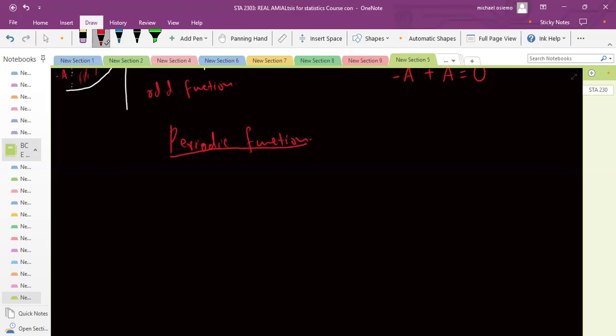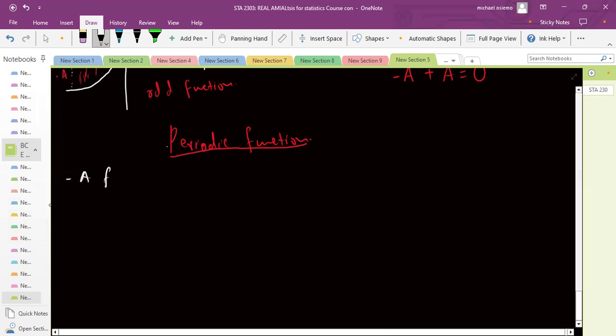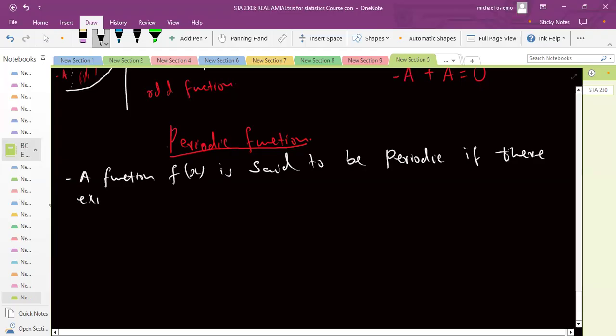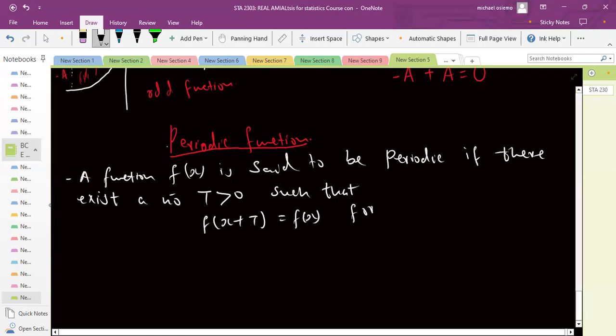So we can define a periodic function and say a function f of x is said to be periodic if there exists a number t, that is a positive number t, such that f at x plus t is equal to f of x for every x. Full stop.